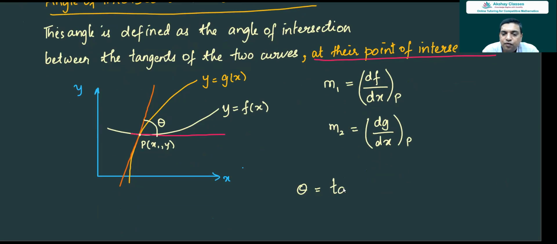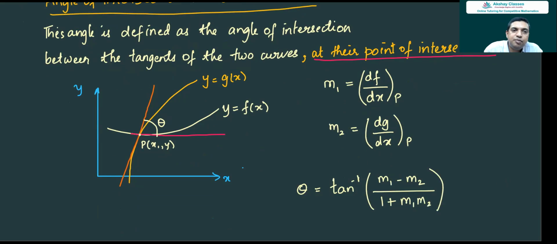Theta is tan inverse of. Now, if you want to find acute angle or obtuse angle, you can. If you want to choose the acute angle between the lines, then we need to take the modulus. Otherwise, you just leave it like this: m1 minus m2 by 1 plus m1 m2. This is the standard angle between two lines.